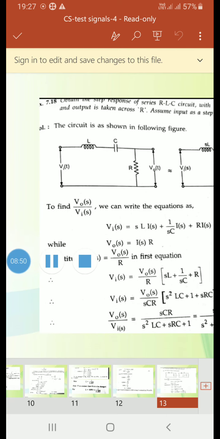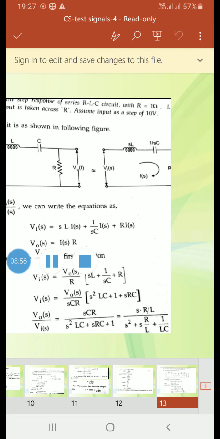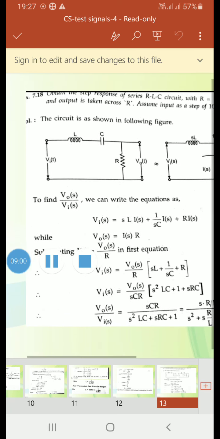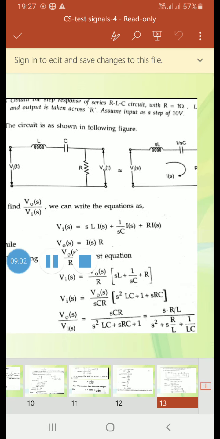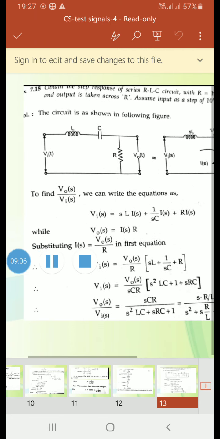So obtain the step response of series RLC circuit with R equal to 1 ohm, L equal to 1 Henry, C equal to 1 Farad and output is taken across R. Assume input as a step of 10 volts. So the circuit is as shown in the following figure.